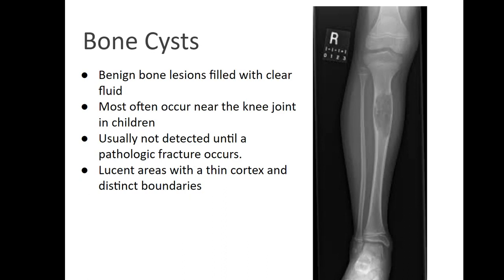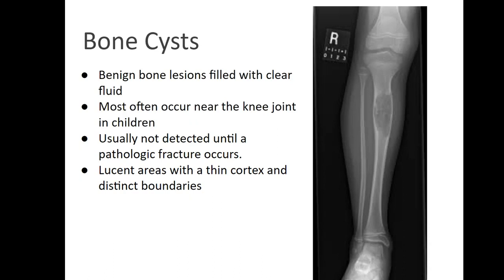They most often occur near the knee joint in children and adolescents, and you can see an example here in the image. But a lot of times they're not detected until a pathologic fracture occurs at that area. And then the child goes in because they have a fracture here, and then it's determined that they have a bone cyst. So there aren't necessarily symptoms letting someone know they have this.